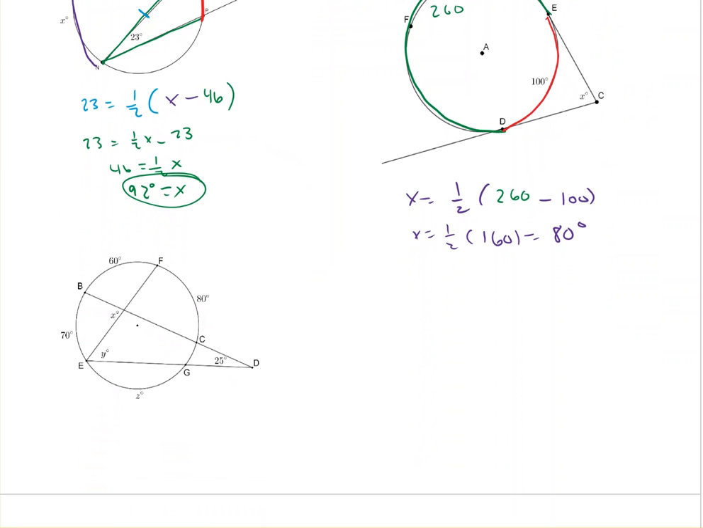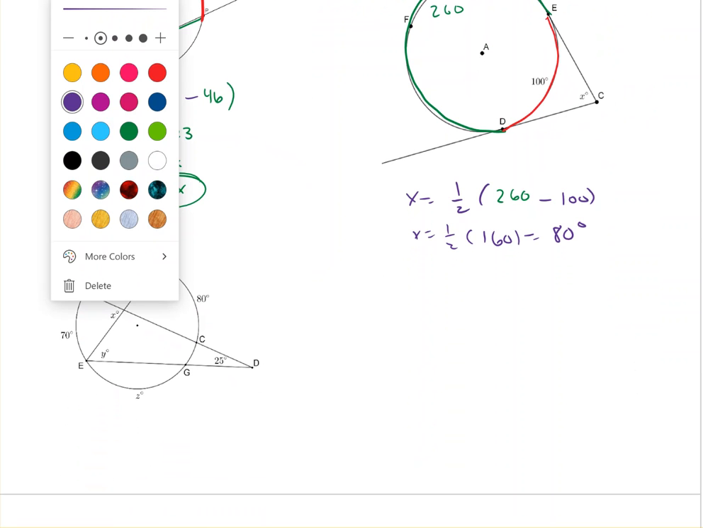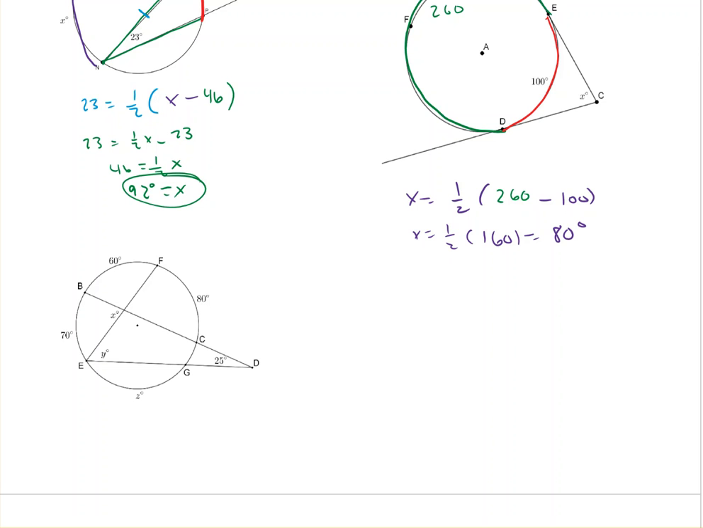I love these kinds of problems with multiple parts. Here we have x, right? Well, we can find x first because we see the two arcs that it subtends. The first arc that it subtends is over here, it's BE. And then the next arc we have is 80. So we know that x is going to be 1/2 of 70 plus 80, which is 1/2 of 150, which is 75 degrees.